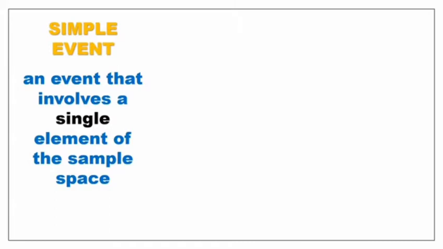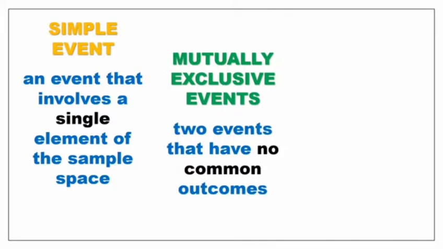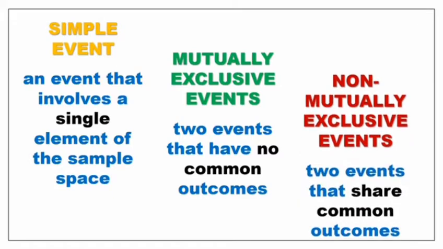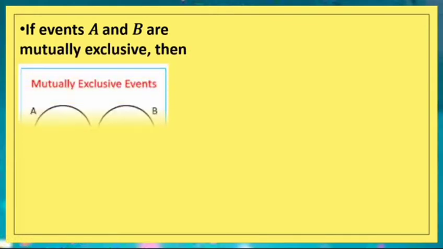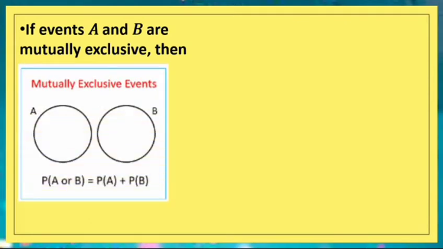A simple event is an event that involves a single element of the sample space. And mutually exclusive events are events that have no common outcome, while non-mutually exclusive events are events that have some outcomes in common. In other words, they share common outcomes. Now, if we say two events A and B are mutually exclusive, then we can say that they are a disjoint set if they are represented in a Venn diagram.